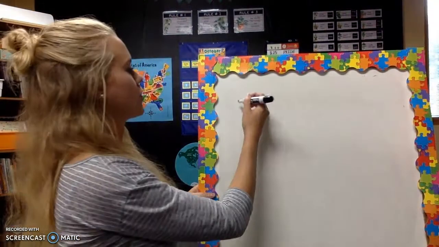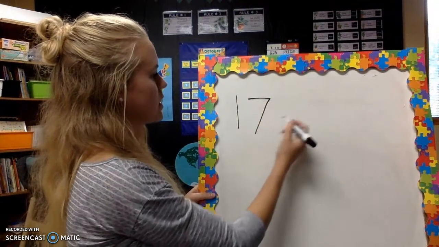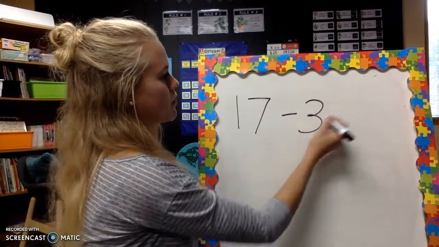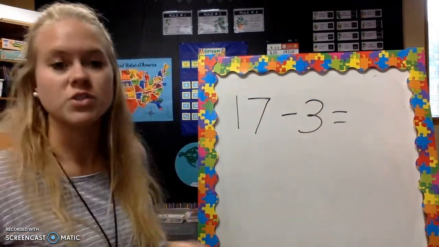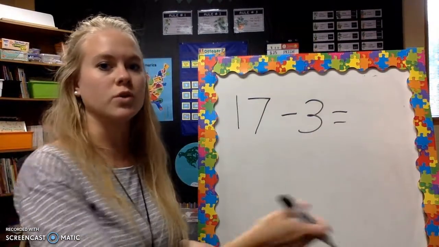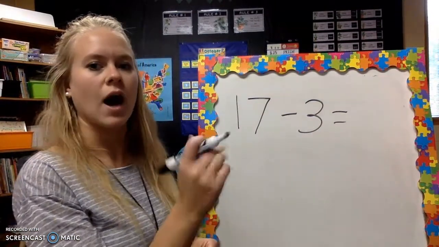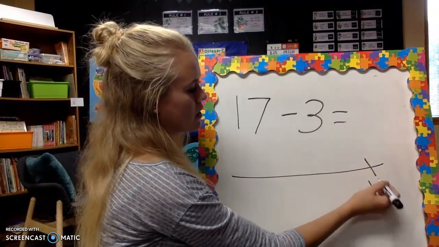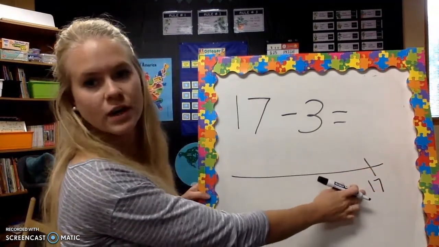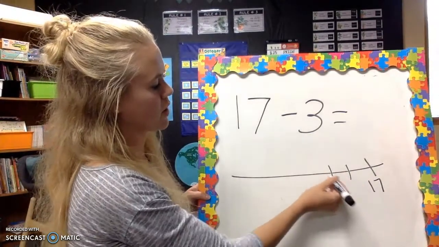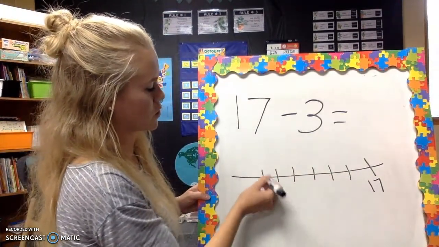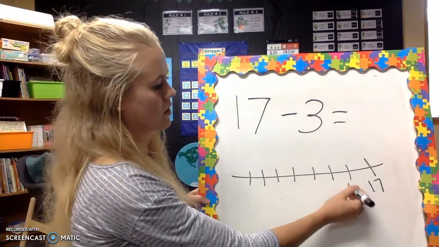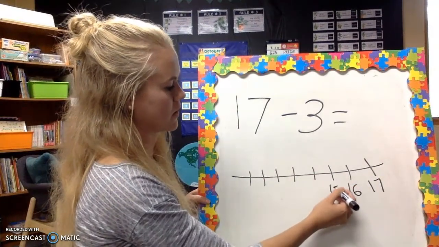For this one, I'm going to do 17 minus 3. So for this, you can choose to draw pictures or you can choose to count backwards. I'm going to count backwards by making a number line. And I'm going to start over here at 17. Now when we subtract, our number line goes backwards. So I'm going to fill in the numbers.